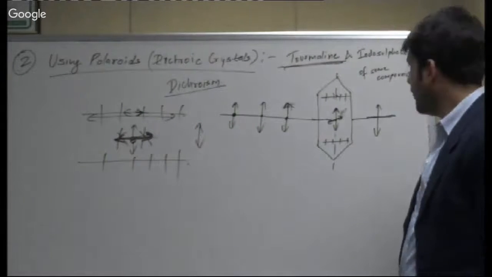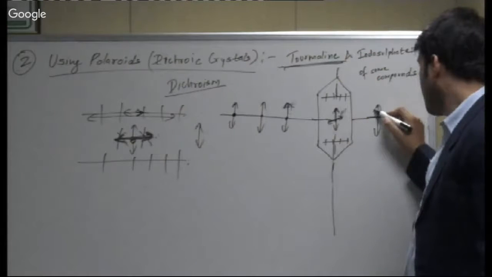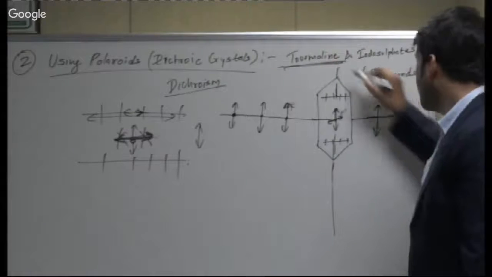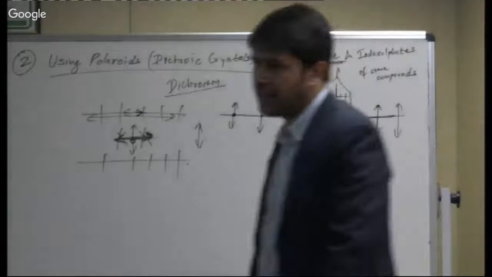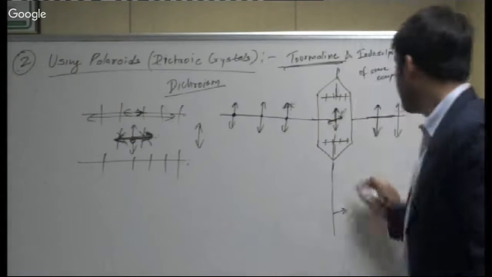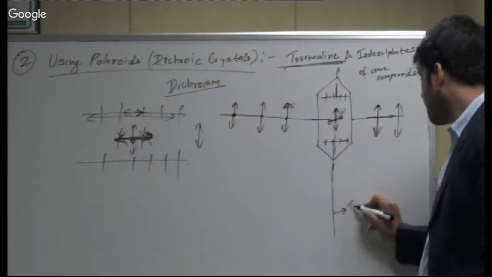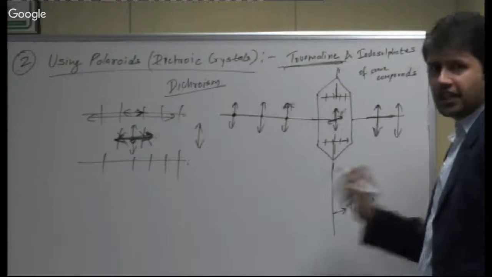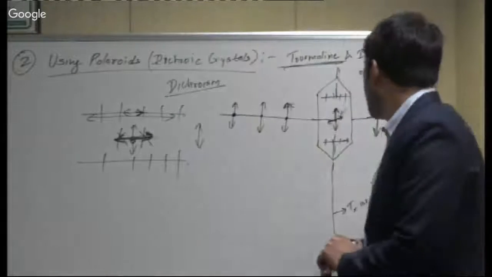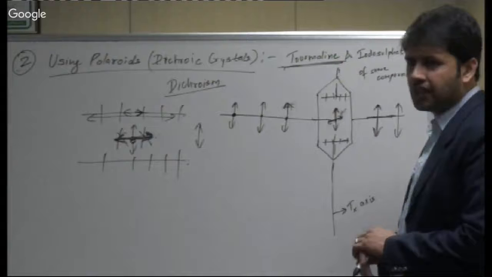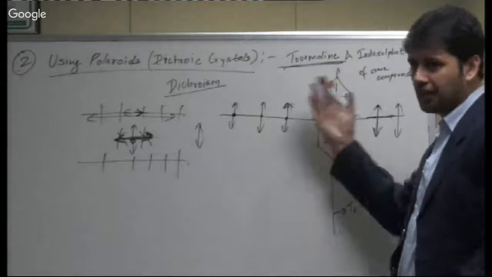If we draw a plane, the electric field components which come out are parallel to this vertical plane. This plane is perpendicular to the length of the chains in the dichroic crystal. This is called the transmission axis. Any electric field parallel to the transmission axis would be transmitted completely, and one more plane would be there, perpendicular like this.